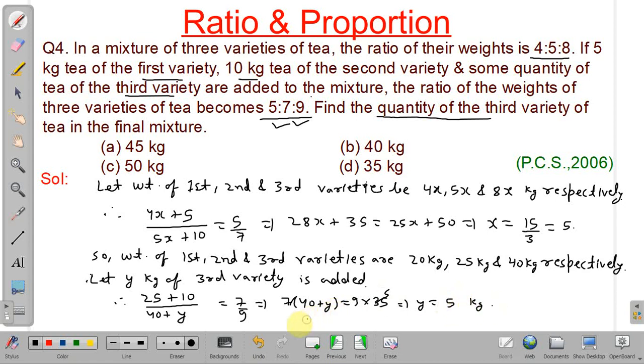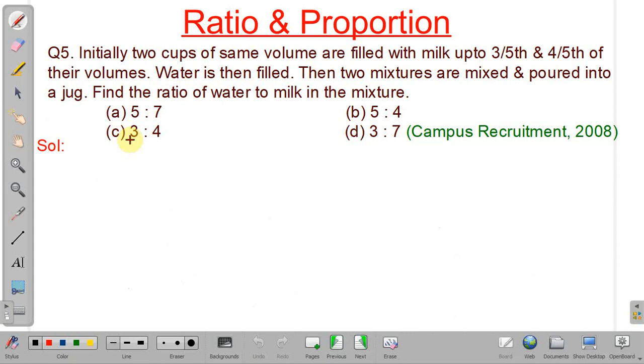Okay, but we have to find the quantity of third variety. So it will be the total quantity, not only the added quantity. So the quantity of third variety will be equal to 40 plus 5, equal to 45 kg. So our answer will be option number A. We will discuss the next problem.